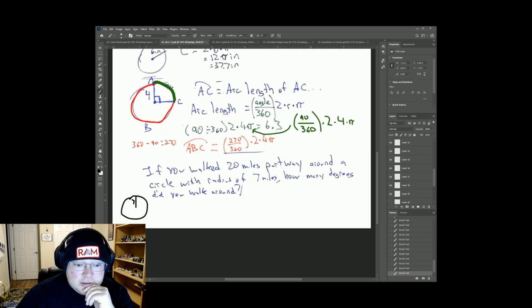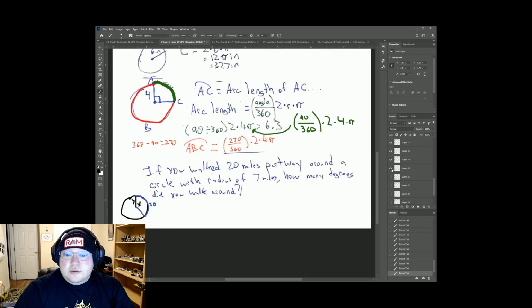So you're like, let's go for a walk. Except I didn't change the color. Let's go for a walk. Hey, look, I walked 20 miles. And then you stopped. I'm asking, basically, what is this angle right here? How many degrees around the circle did you walk?